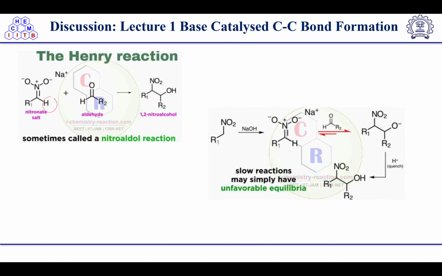See, this proton is more acidic, right? Because it's next to the nitro group. The nitro group is a very highly electronegative group, so it will make this proton more acidic and stabilize the enolate here at this center. So that's why the proton abstraction will take place in presence of sodium hydroxide and it will form an enolate.